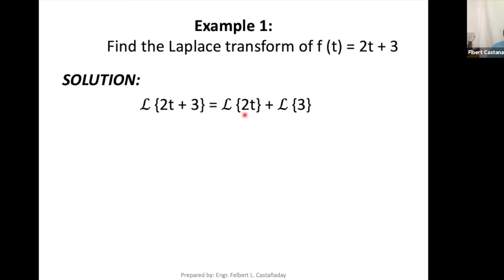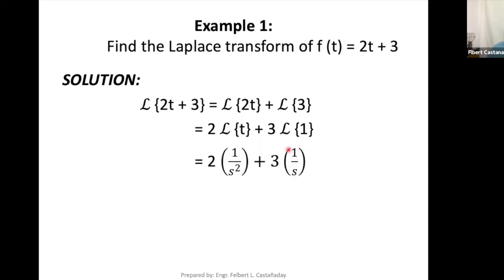This is the resulting equation. So the first term, Laplace of 2t, you can put the constant 2 before the operator since it's a constant. The same with the second term, because you know the Laplace transform of 1 is 1 over s, and the Laplace of t is 1 factorial, since t has a power 1, or simply 1 over s raised to n plus 1, where your n is 1, so we have s squared here.